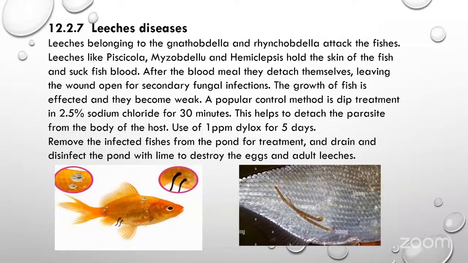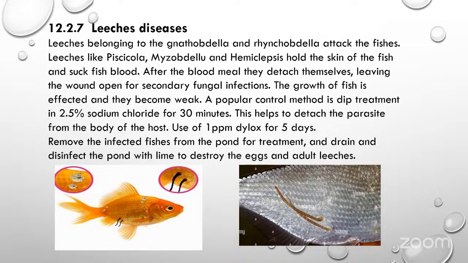Next, leech diseases. Leeches belong to the Gnathobdellida and Rhynchobdellida and attack the fishes. Leeches like Piscicola, Myzobdella, and Hemiclepsis hold the skin of the fish and suck fish blood. After the blood meal, they detach themselves, leaving the wound open for secondary fungal infections. The growth of fish is affected and they become weak.